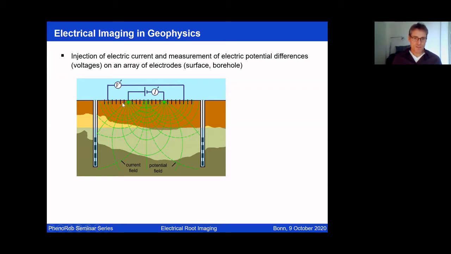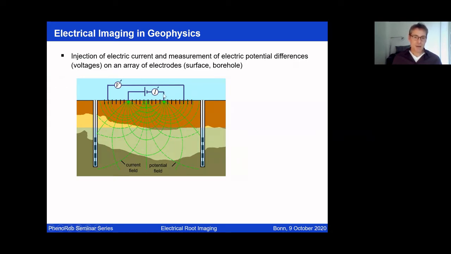depending on the electrical property distribution in the subsurface. So the current flow is indicated here by the green solid lines, and associated with that we have an electric potential field, that's the dashed lines, and that can be measured by additional pairs of electrodes. And importantly, the pattern of electrical potential is directly reflecting the conductivity structure, also polarization structure to some degree, in the subsurface. This way the information on the subsurface electrical properties is collected.